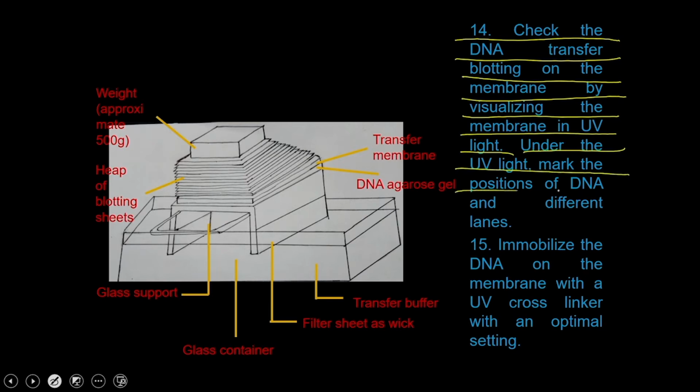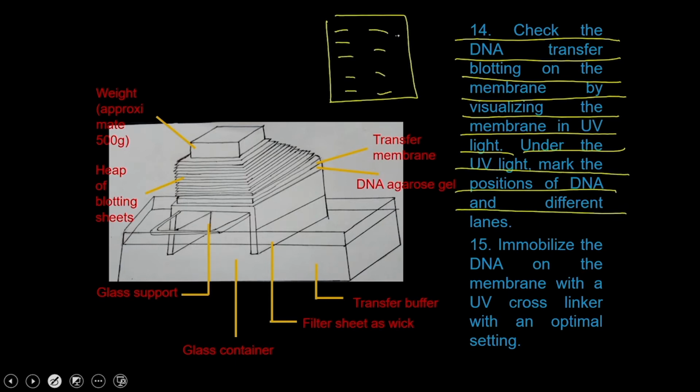Under the UV light you can mark the position of the DNA and the different lanes, which means once you can see the bands on your nitrocellulose membrane, only then can you make out which lane is which. So you can simply write 1, 2, 3, or whatever identification you want for these lanes, and that is how you can identify each and every lane once you develop this nitrocellulose membrane.